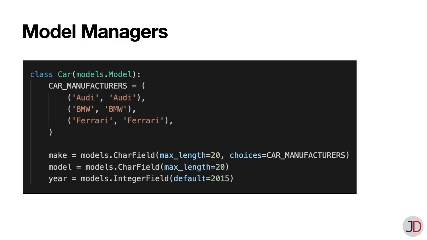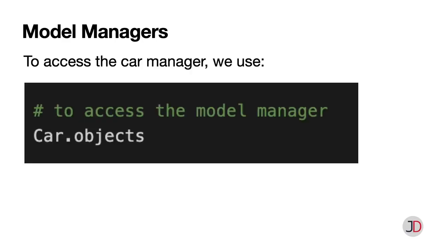Now, when we inherit from Django's model, we are inheriting a bunch of features that we can't see. They're built into the Python model class. And one of them is this manager, which is what we're going to take a look at. So to access the car manager, we use this dot notation where we call the class name, so in this case Car, and then .objects. And that .objects is calling the model manager.